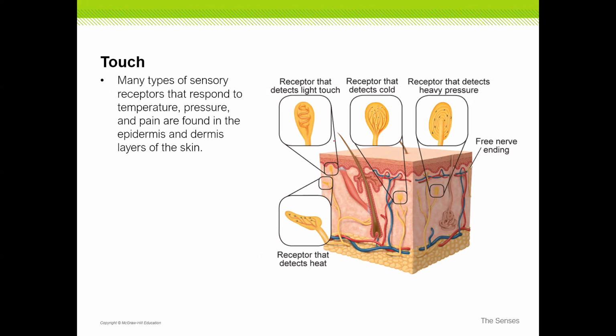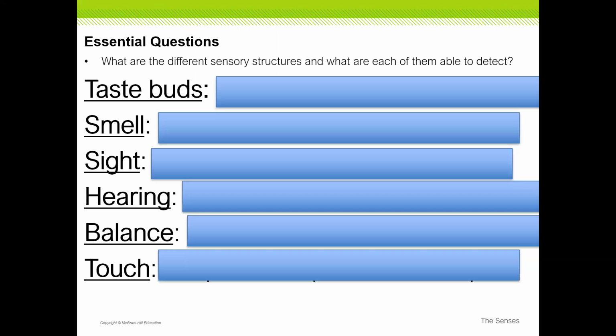So touch, last one here. Touch responds to three things: temperature, pressure, and pain. I can detect both cold and heat, two separate ones. I can detect both heavy pressure and light pressure, two separate ones. And then free nerve endings are what can track the pain. So temperature, pressure, and pain, and they are found in the skin.